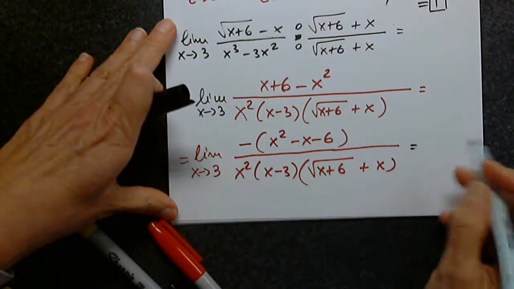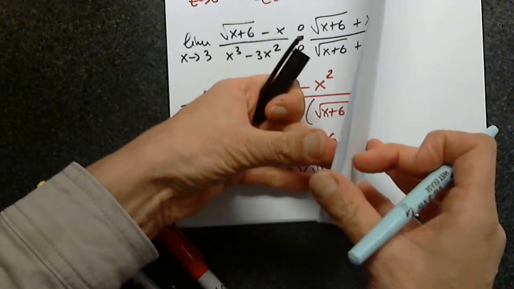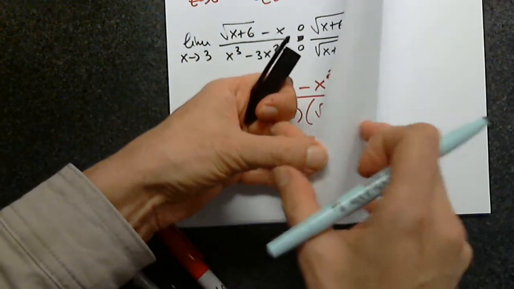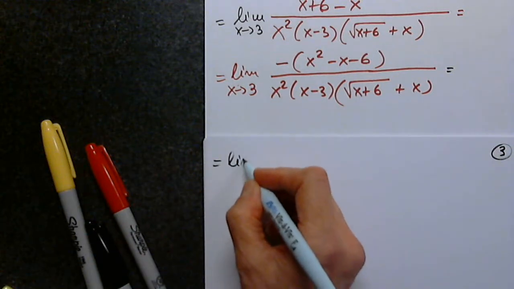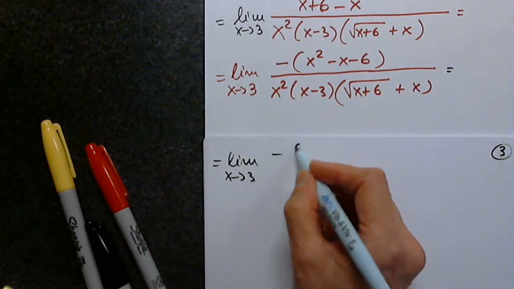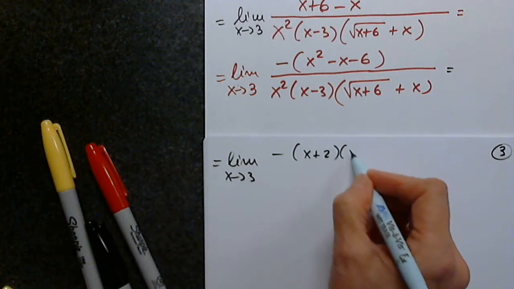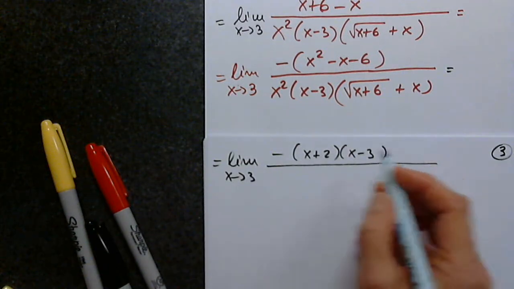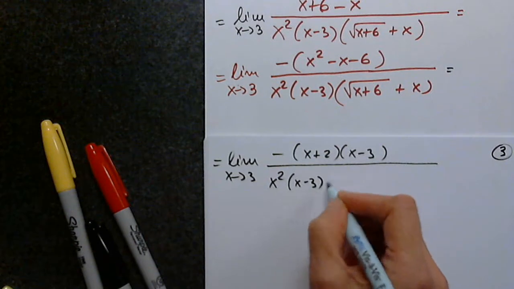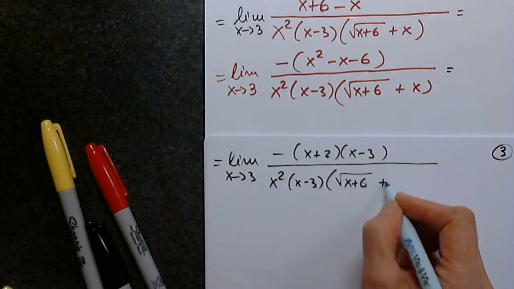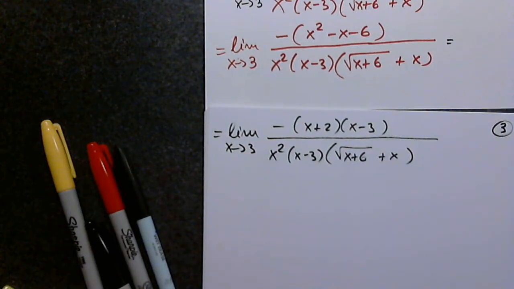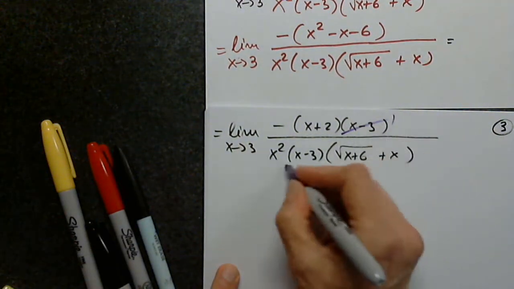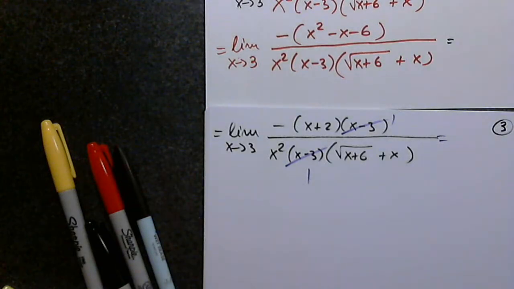Okay, so now I will continue by factoring the top. How do I factor that? X plus 2 times? Very good, awesome. Well done, guys. So the limit as x approaches 3 of negative, you said x plus 2, and you said x minus 3. And this is x squared and x minus 3, and the square root of x plus 6 plus x. And now what? Of course, I got to where I wanted it to be. Cancel out the x minus 3. Yes. And now I can drop the limit operator.